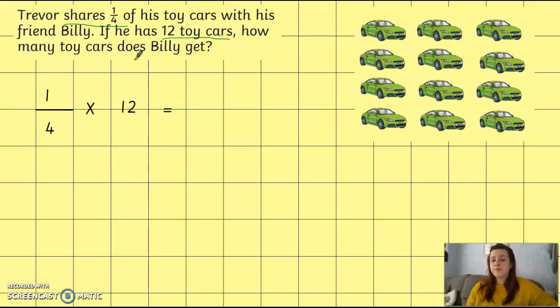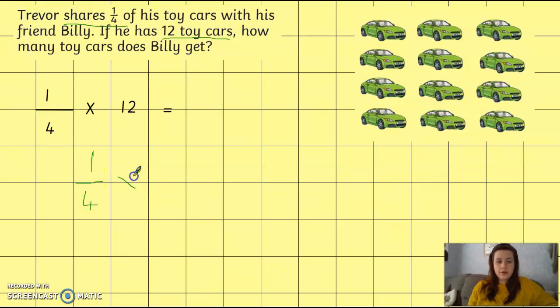Now, even though it's sharing, which might make you think of division, because we're working with fractions, we're actually timesing. So he's got 12 cars and he's going to give a quarter of them away. And we need to work out what a quarter of 12 is. So what we do is really simple. So we've got 1/4 times 12. And we're going to use our skills from earlier. So 1/4 times 12.